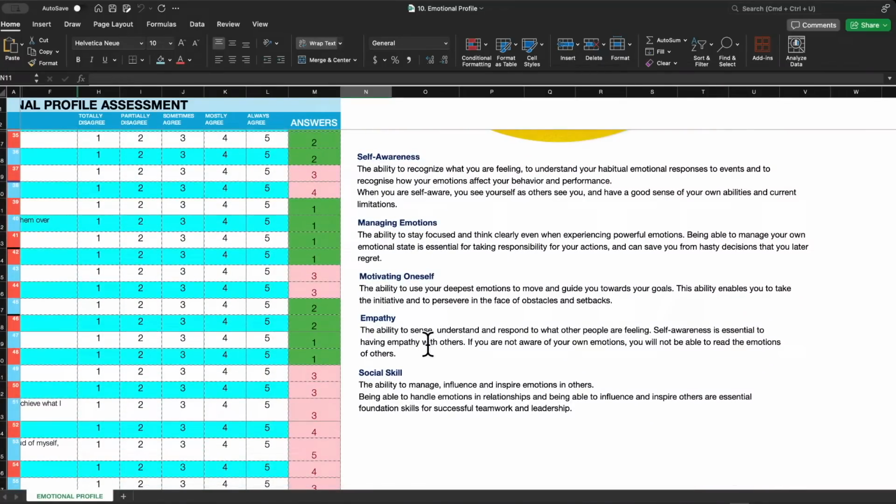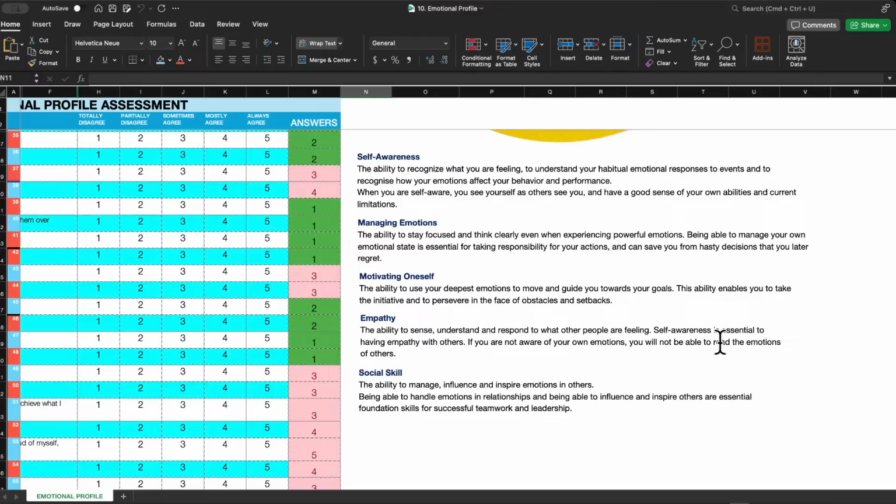Empathy: the ability to sense, understand, and to respond to what other people are feeling. This is not necessarily putting yourself in another person's shoes. That is such a misnomer. You can never put yourself in another person's shoes, ever. You don't know what they are going through. You don't know what their life is about or what their current situation is about. You know nothing about other people, essentially. Empathy is not putting yourself in others' shoes. You are able to sense, understand, and respond to what they are feeling.